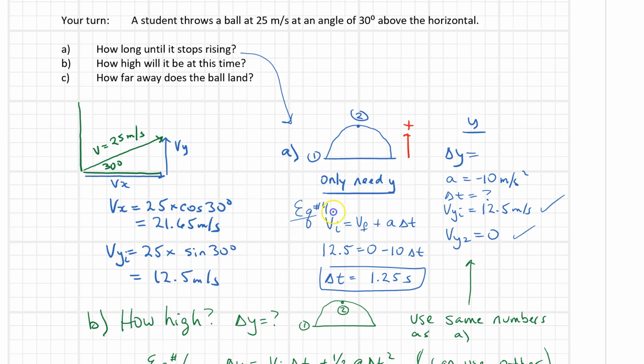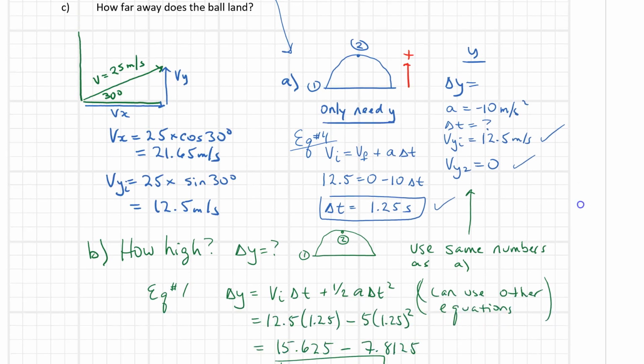You're going to need to use equation number 4 to calculate that, or you could just think about it logically. If it's going 12.5 and it's going to go to 0 and it changes 10 every second, you're going to say 12.5 divided by 10. So that works out to 1.25 seconds for how long it takes until it stops rising. So that's the answer for A.